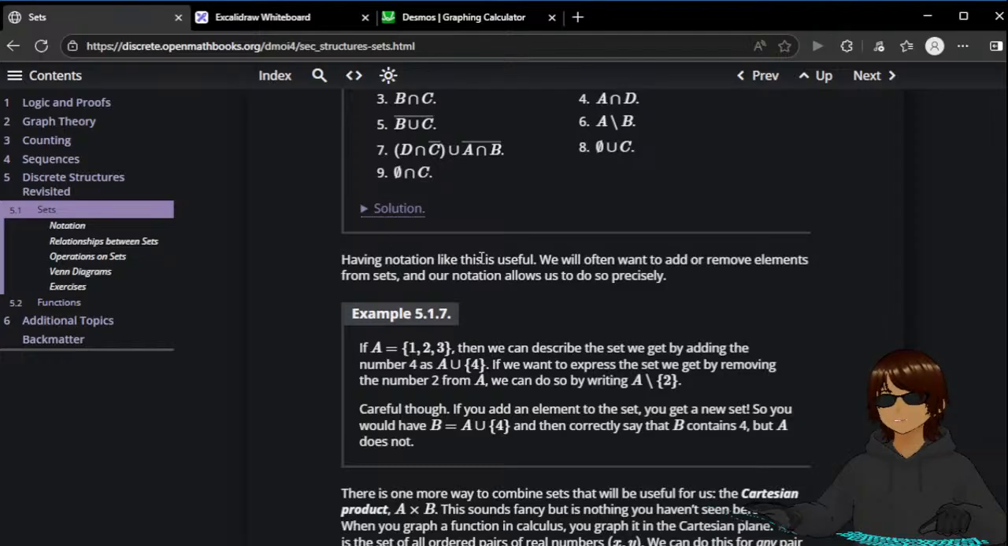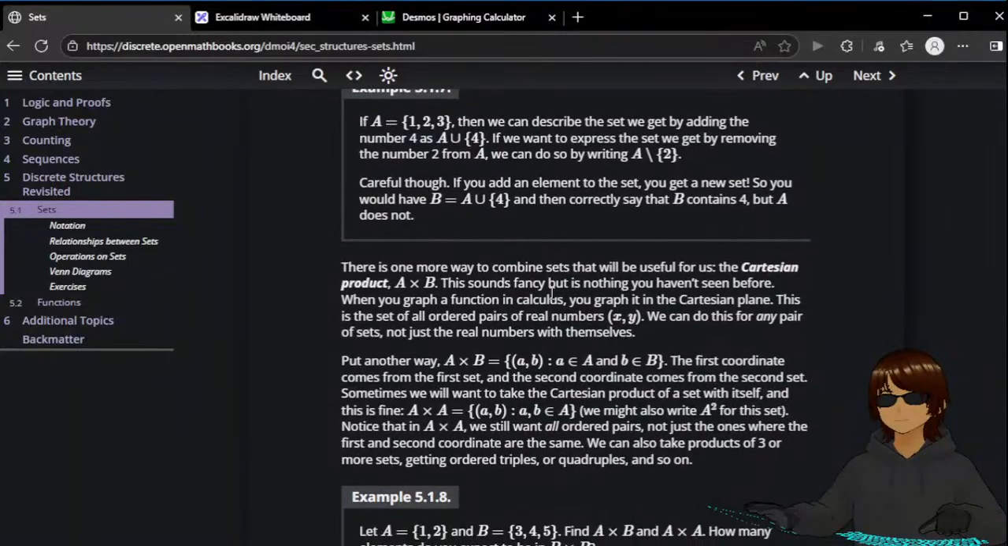Having notation like this is useful. We will often want to add or remove elements from sets, and our notation allows us to do so precisely. There is one more way to combine sets that will be useful for us, the Cartesian product, A times B. This sounds fancy, but is nothing you haven't seen before. When you graph a function in calculus, you graph it in the Cartesian plane. This is the set of all ordered pairs of real numbers. We can do this for any pair of sets, not just real numbers with themselves. So A Cartesian product B is the set of all ordered pairs (a, b).